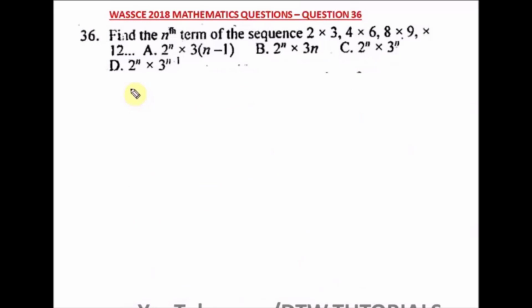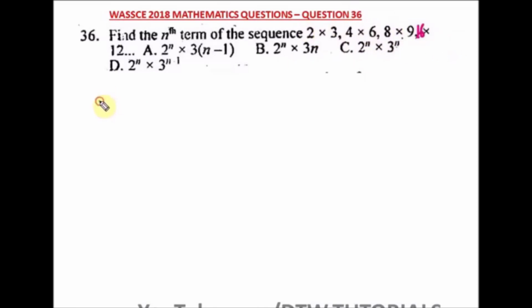Question 36 of the WASSCE 2018 Mathematics Past Question. It says, find the nth term of the sequence 2 times 3, 4 times 6, 8 times 9, 16 times 12. Okay, we should find the nth term of the sequence. All we're told to find here is the formula, the pattern connecting each of the values of this particular sequence.